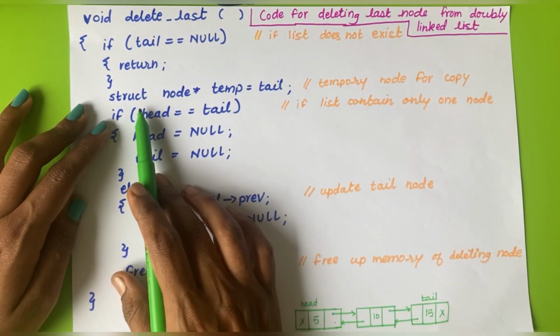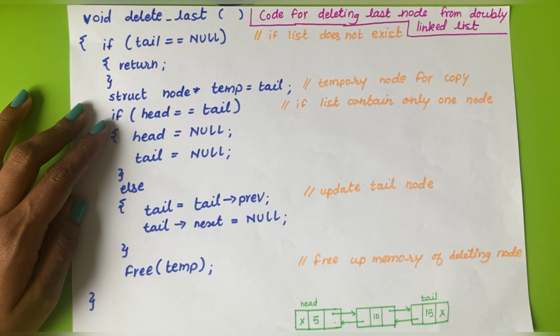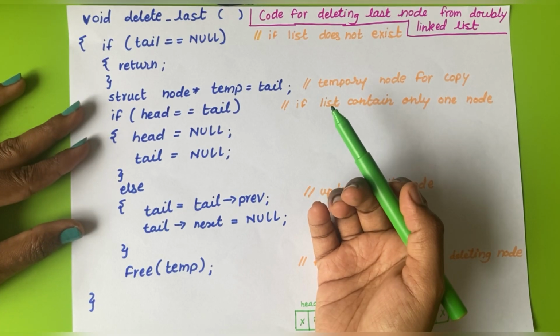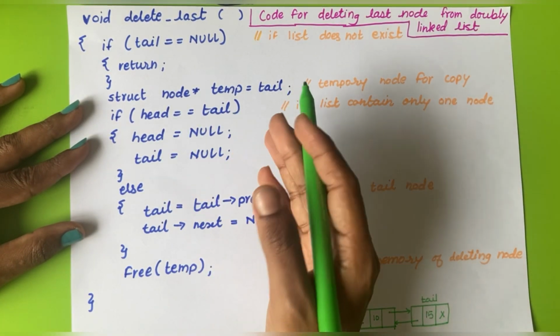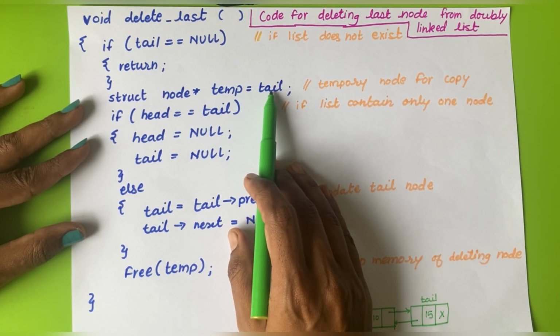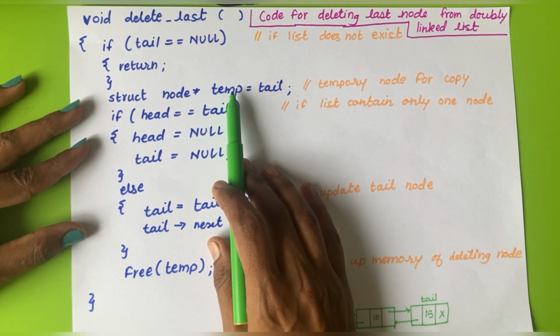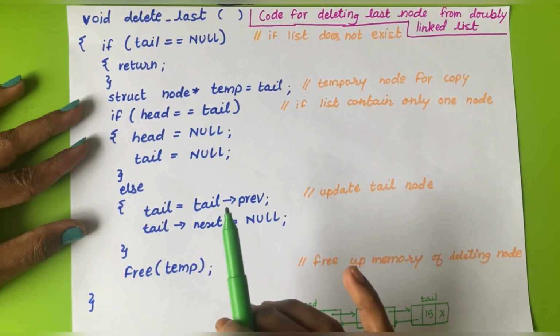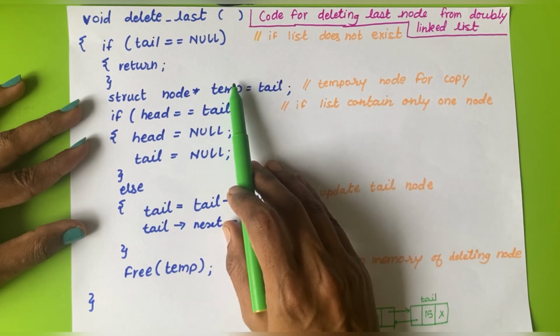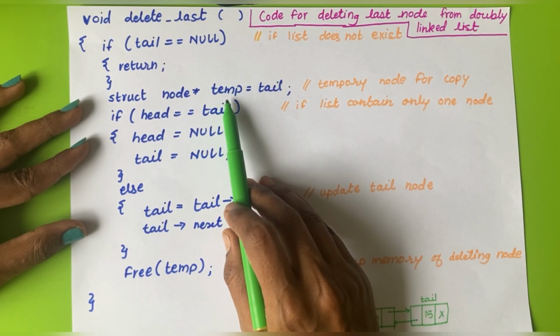Now again, while deleting any element and freeing up the memory, we have to first copy the element being deleted into some temporary variable. That's why I have copied the value of the tail node into the temporary node. In the last part we have to delete this tail node. I have copied tail in the temporary field.